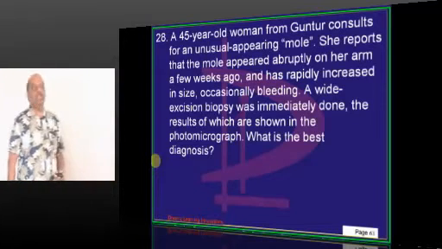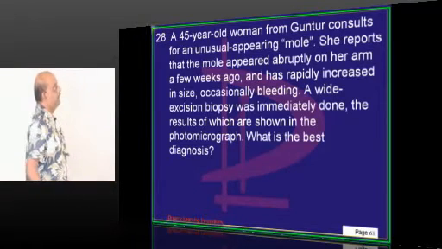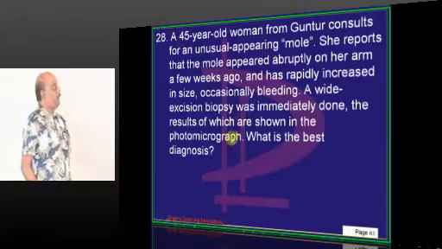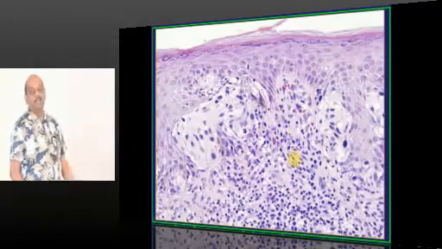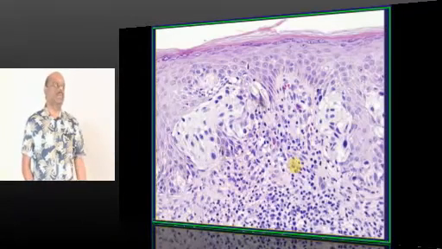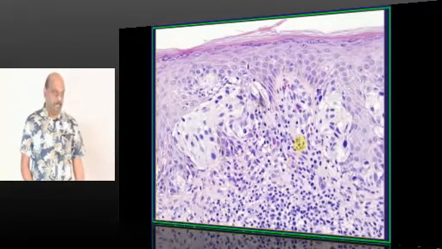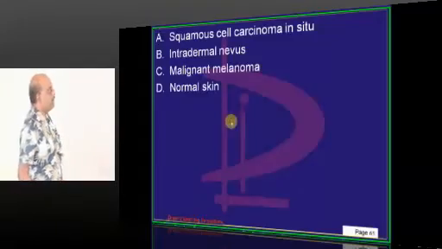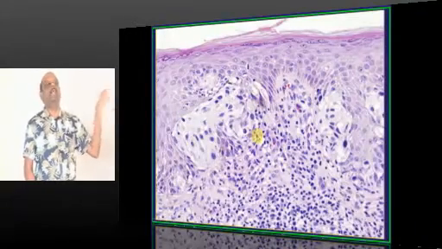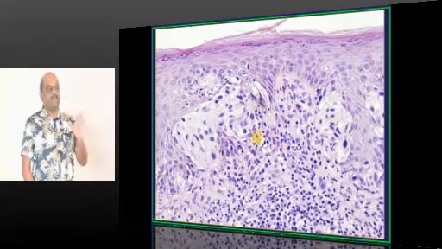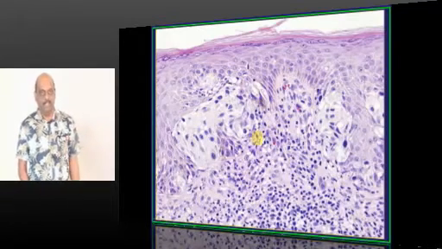Now, a 45-year-old woman has an unusual appearing mole. You have done the wide excision biopsy. It's a classical histological appearance of malignant melanoma. The atypical dysplastic cells with a hyperchromatic nucleus are the basis for diagnosis of any malignancy whenever you look through the microscope.